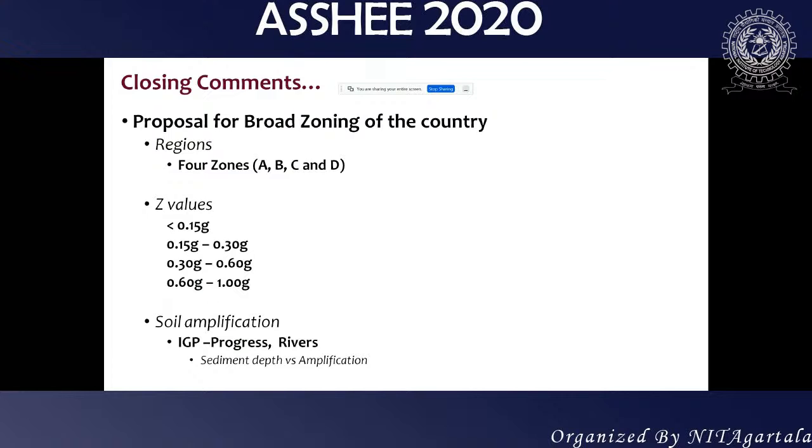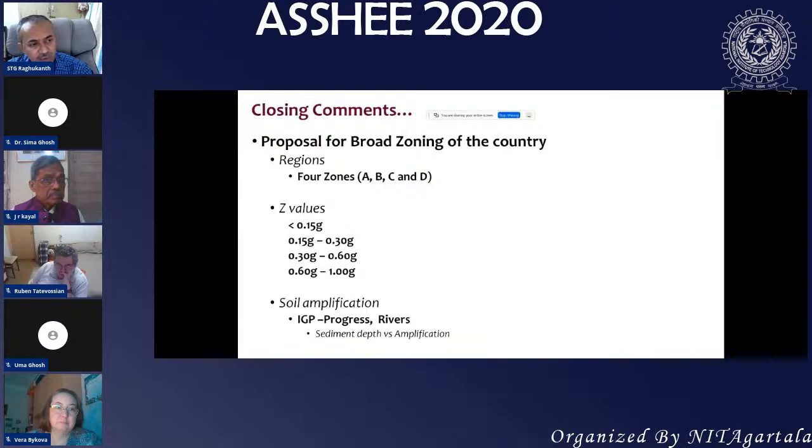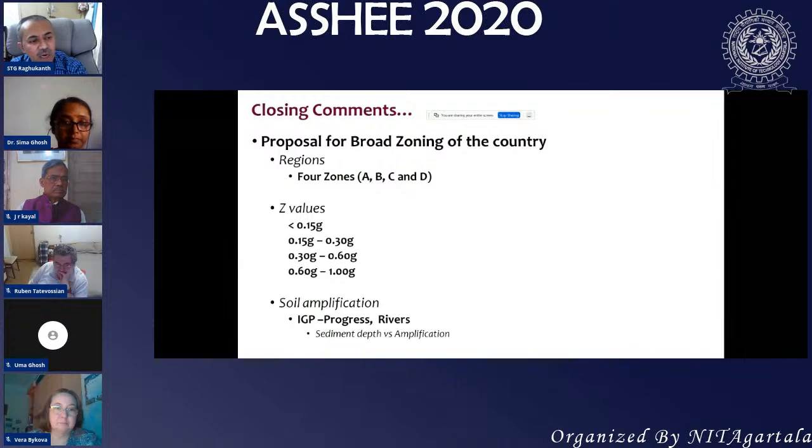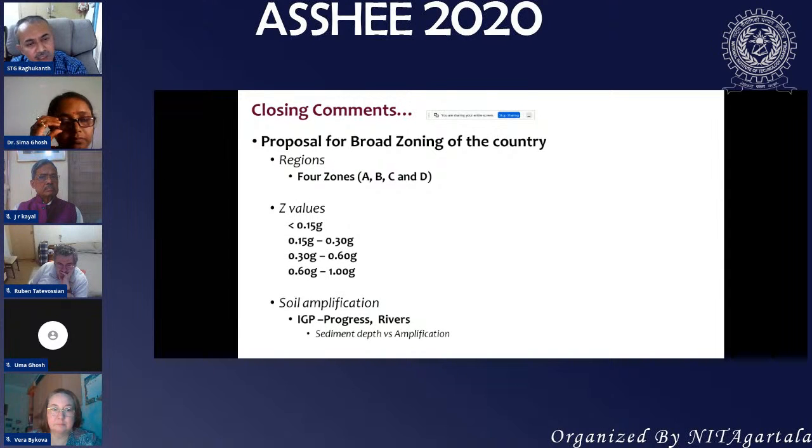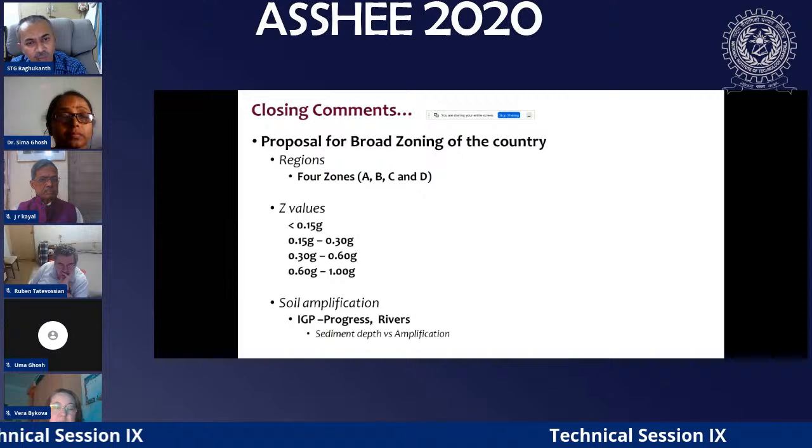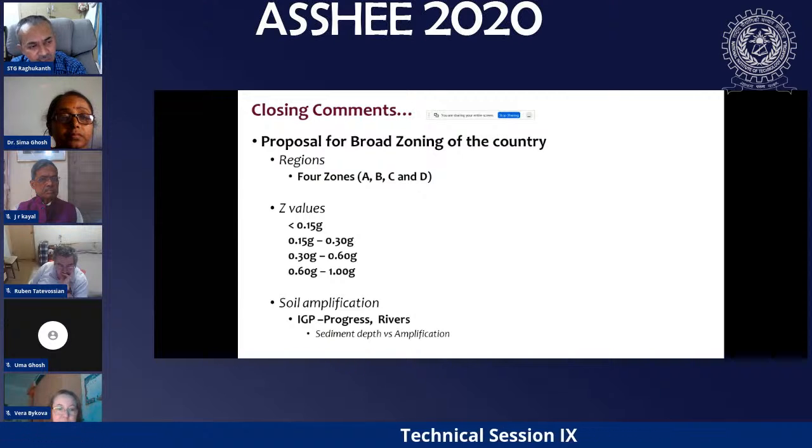So I just showed you the proposal for a broad zoning of the country. As I already mentioned, the new seismic zone maps may come up in the next 6 months or maybe 1 year. Several reviews have been done, like 4 or 5 times. The methodology has been drafted by the committee itself, and the report is also available online. The BIS has circulated it to many groups for their comments, and whatever comments we get, we are taking them, and then we are doing the sensitivity study also.